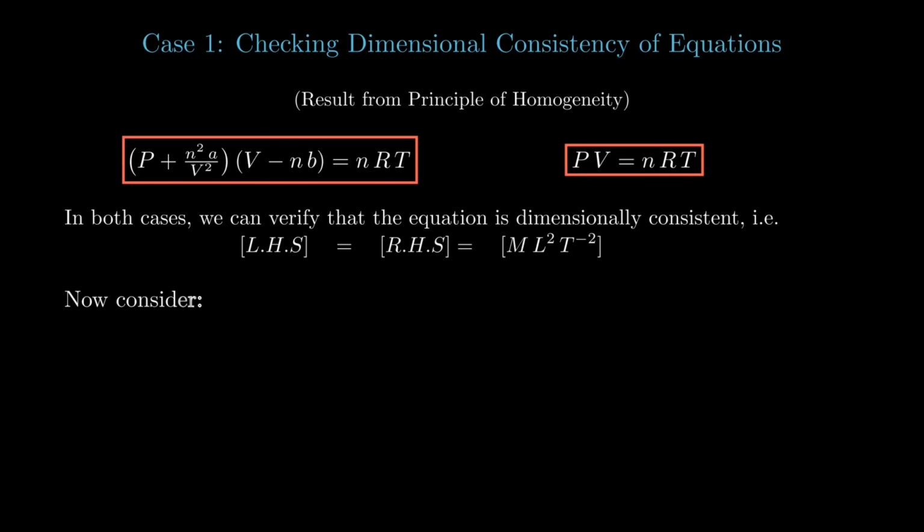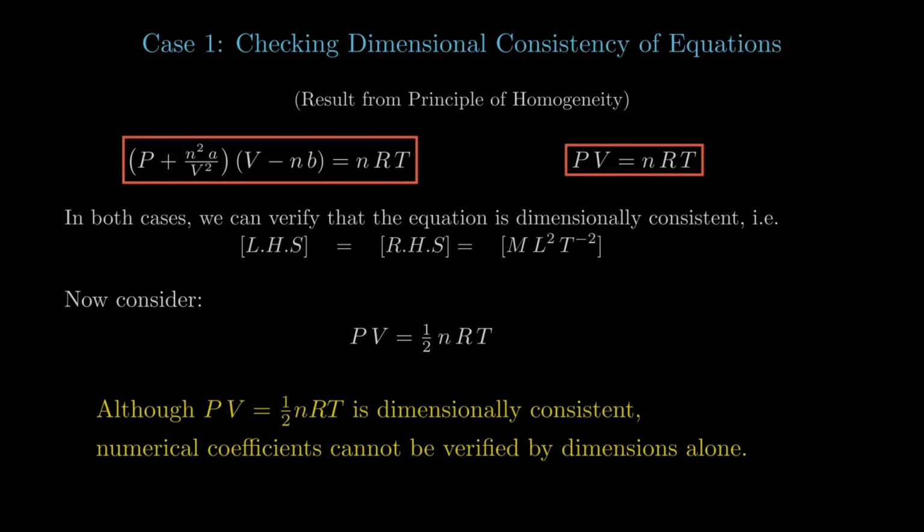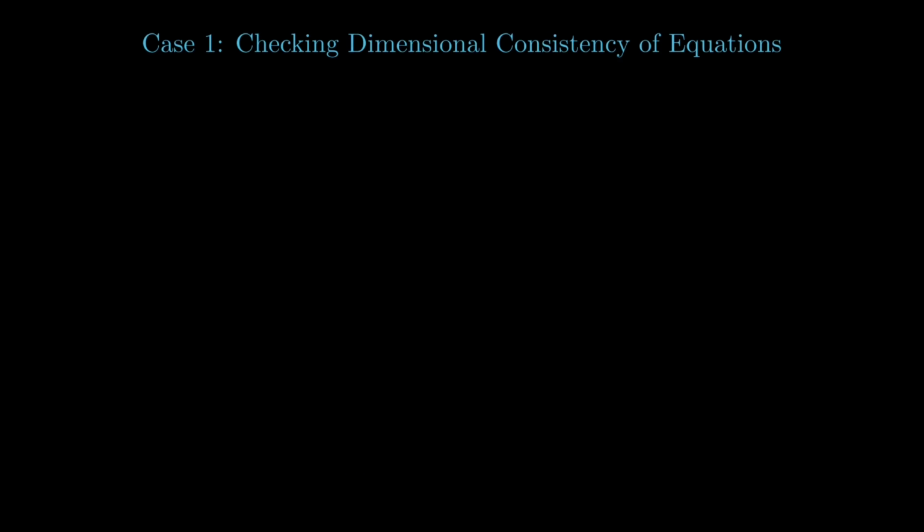But be wary about one thing. Homogeneity only allows us to check dimensional consistency of an equation, and it is silent about numerical factors. If I slip in one half, the dimensions still balance even though the physics is wrong. So dimensional analysis is a necessary condition but not a sufficient one when it comes to checking correctness of physical equations. But the insight drawn from it can still be useful in exams. Let's see how.